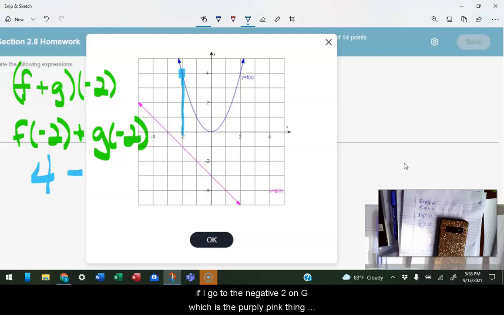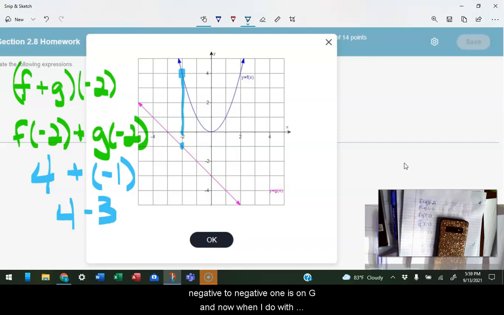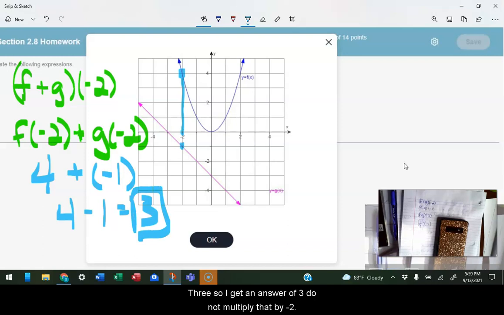Plus, if I go to -2 on g, which is the purpley pink thing, that's going to give me a -1. So the point -2, -1 is on g. And now when I do what the signs say, I get 4 minus 1 is 3. So I get an answer of 3. Do not multiply that by -2.